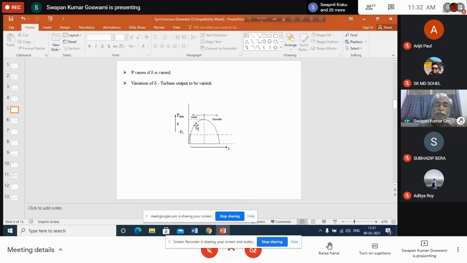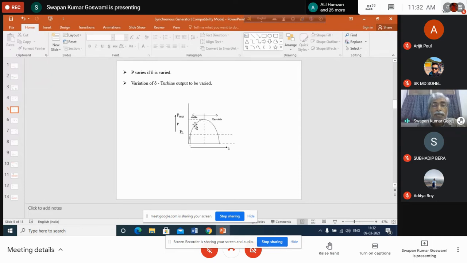So what will happen? From here input power has been shifted to this location, and again the speed of the generator will increase. As a result delta will increase, and output power will reach this value, say the maximum value. Okay, and then again it will be shifted going in this direction.